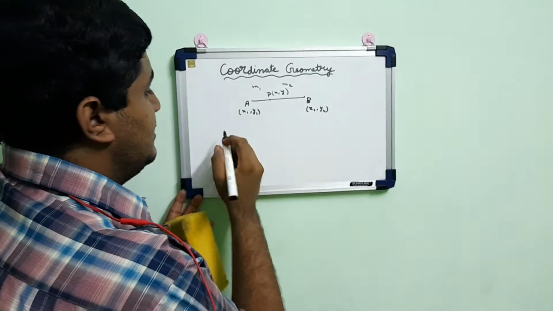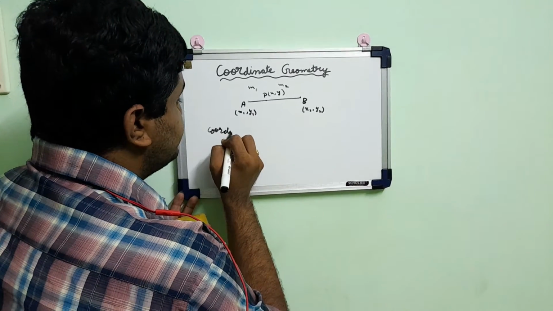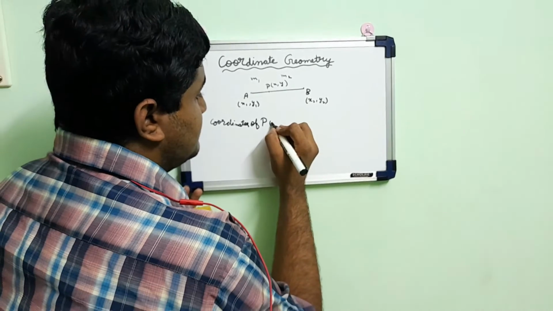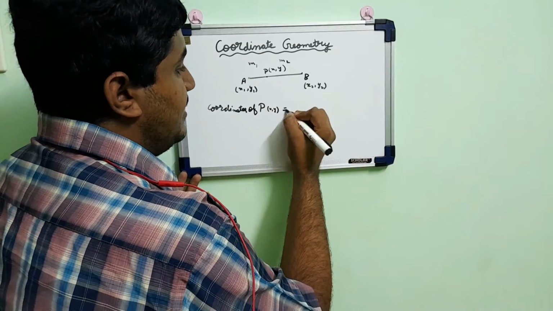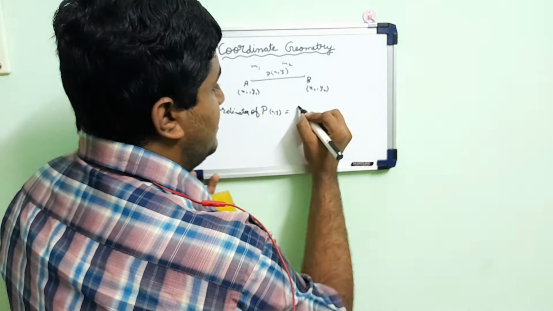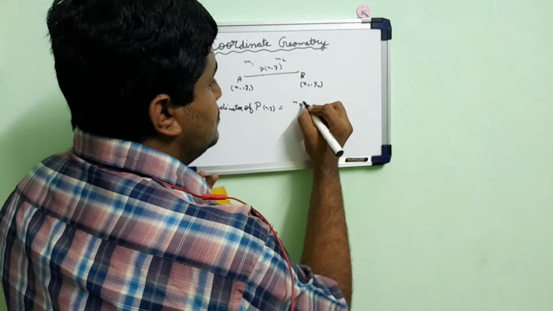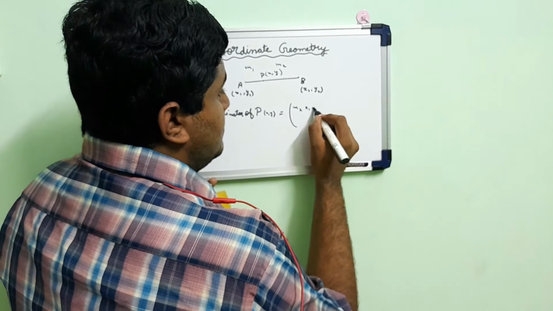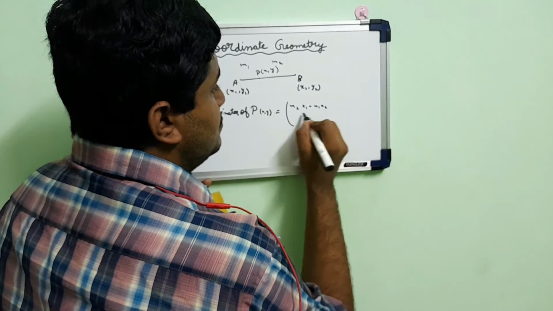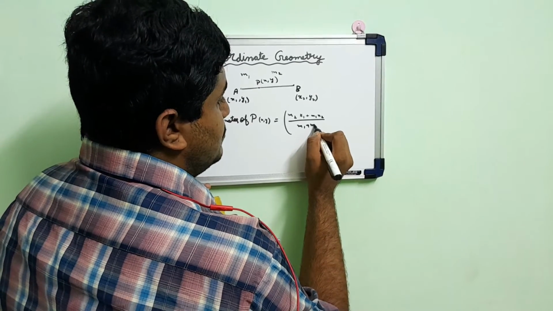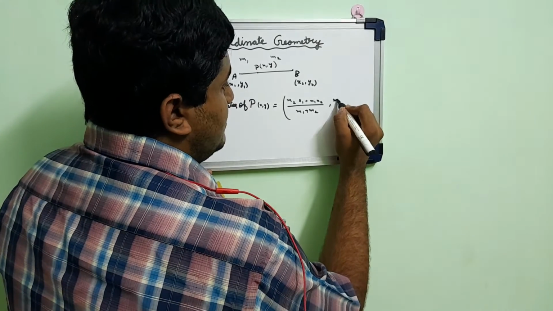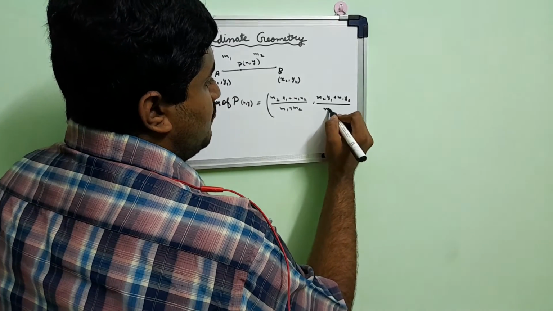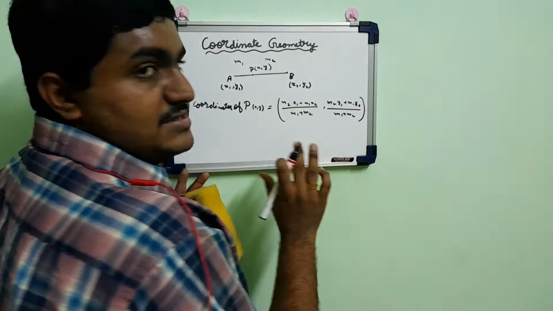The coordinates of P, that is P of x comma y, is equal to (m2 x1 plus m1 x2) by (m1 plus m2), comma (m2 y1 plus m1 y2) by (m1 plus m2). So by using this formula we can find the coordinates of P.